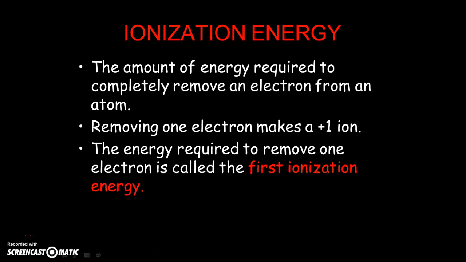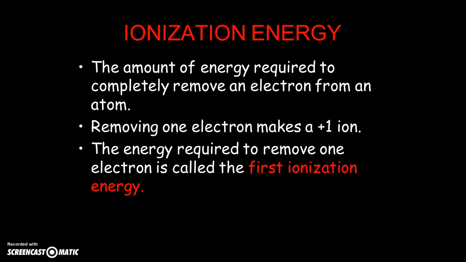We're going to take a look at a trend called ionization energy. And ionization energy, as you can see, is the amount of energy needed to remove an electron from an atom. And sometimes we want to take an electron away from one atom and give it to another atom so we can form a chemical bond. And we'll talk about that next chapter.